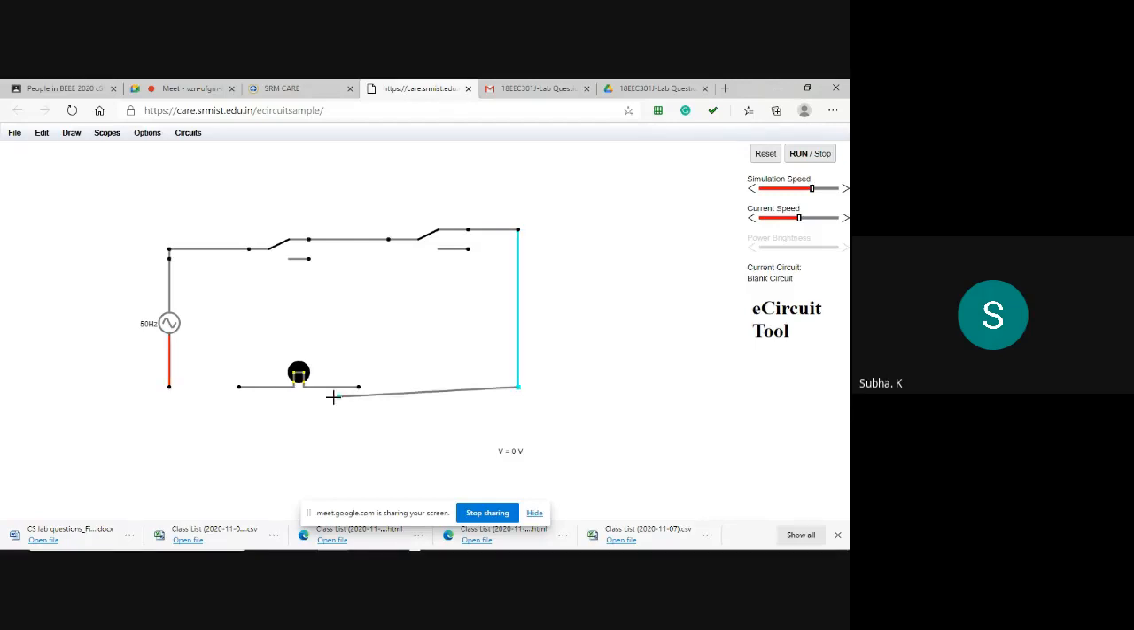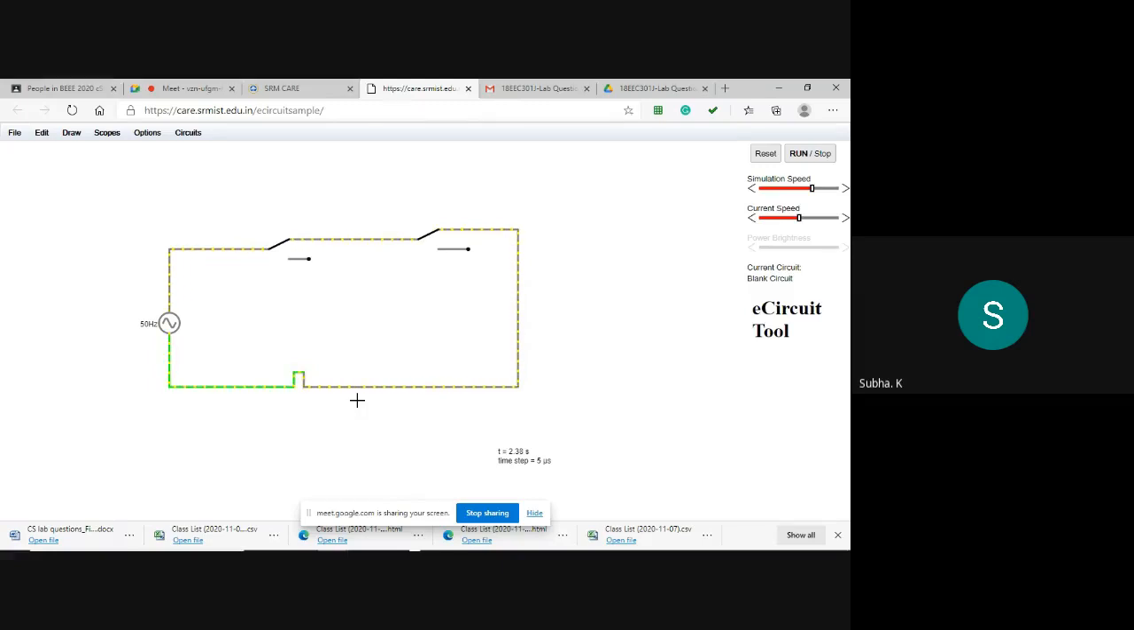Then I am closing with the lamp. Okay. All right. So the lamp is glowing or not? Yes, ma'am. Current is flowing, so I don't know whether it is glowing, ma'am. Okay, so this is on, the lamp glows.